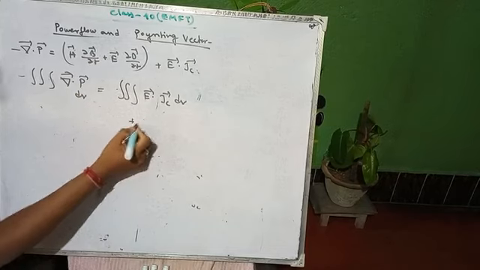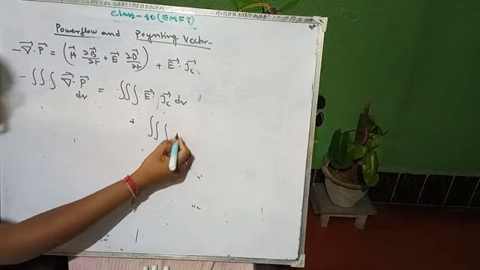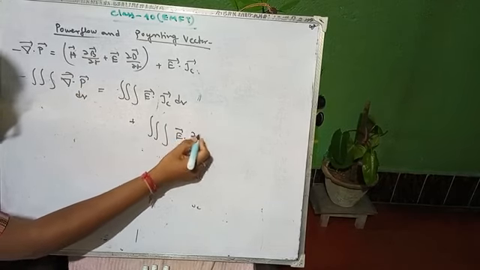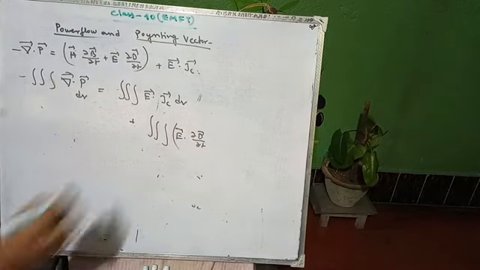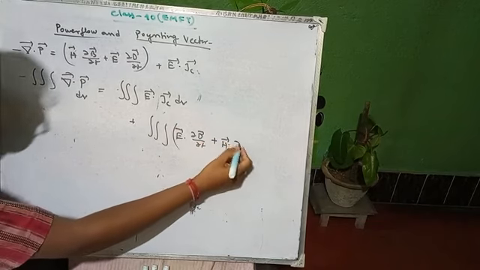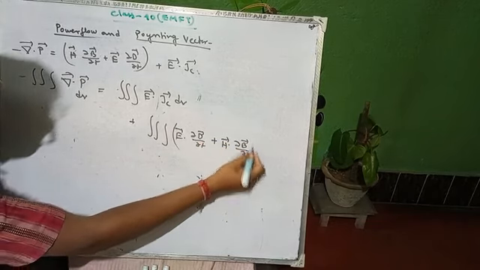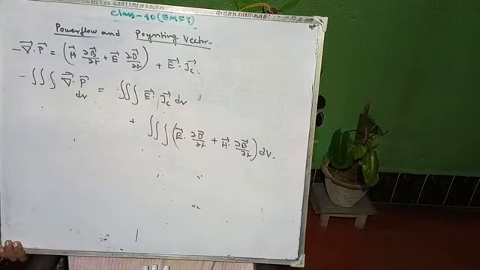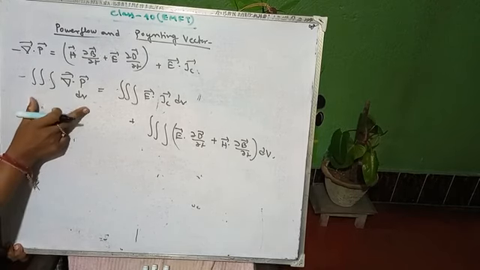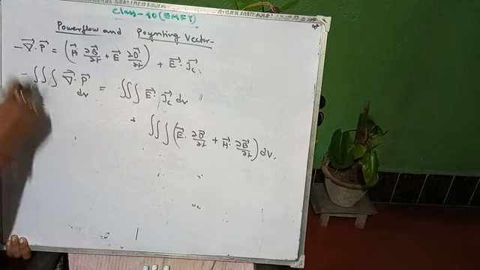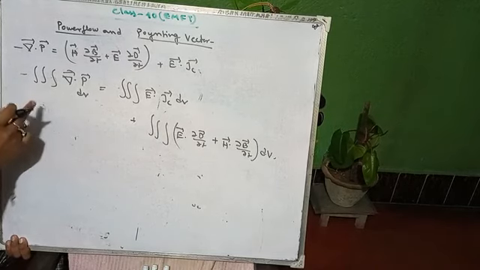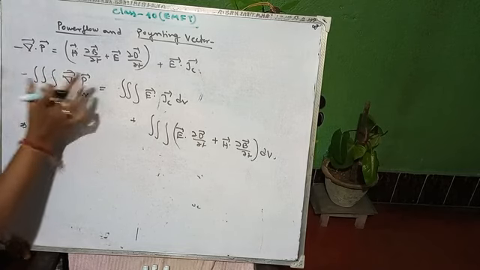Okay, added with triple integration of E into del D del t plus H vector into del B del t over the same volume dv. Okay, so next write, now apply Gauss's theorem, Gauss's divergence theorem, at the left hand side of the above equation.